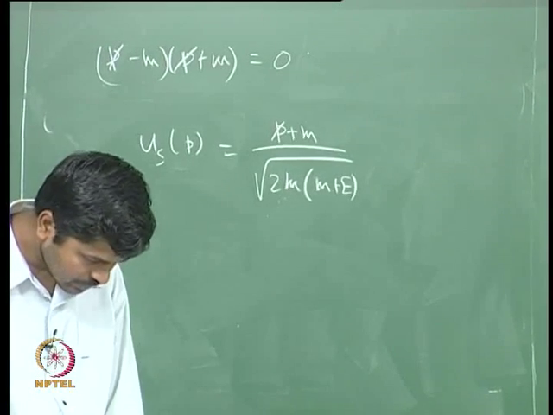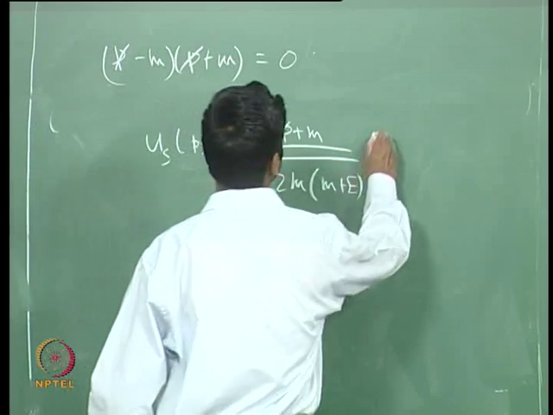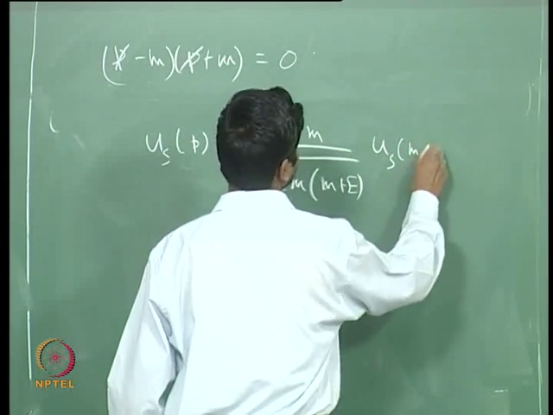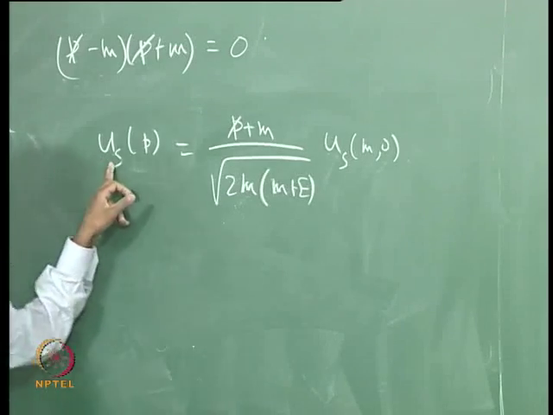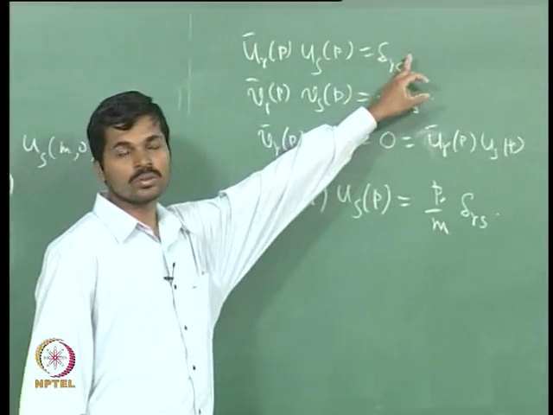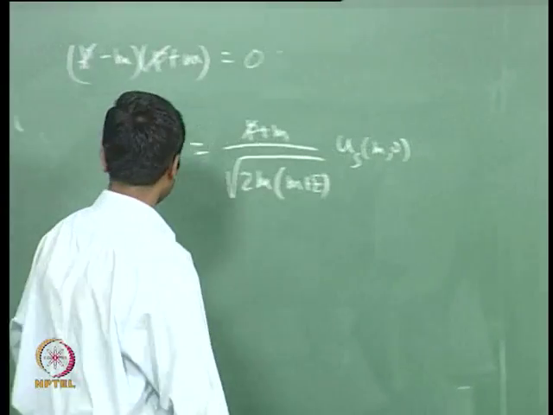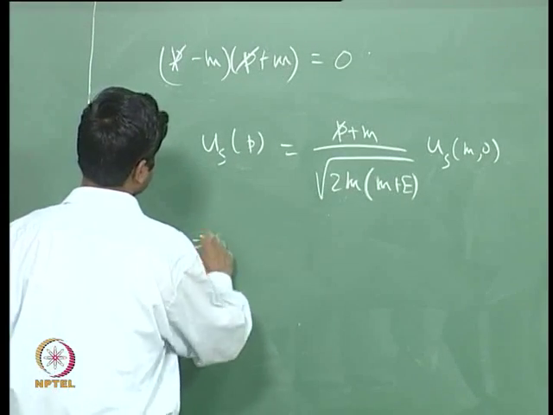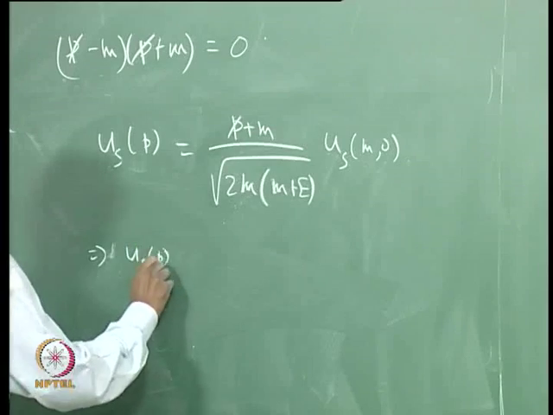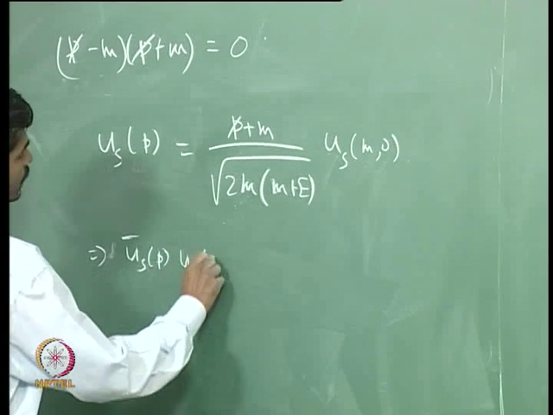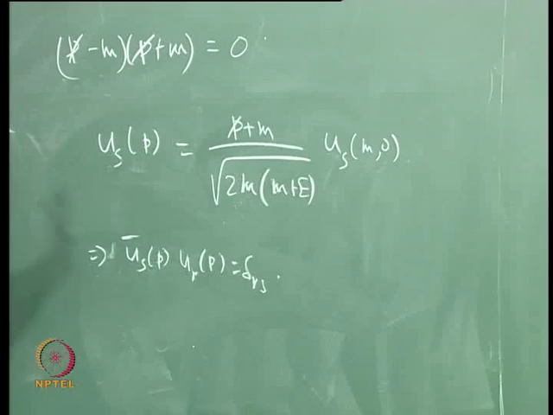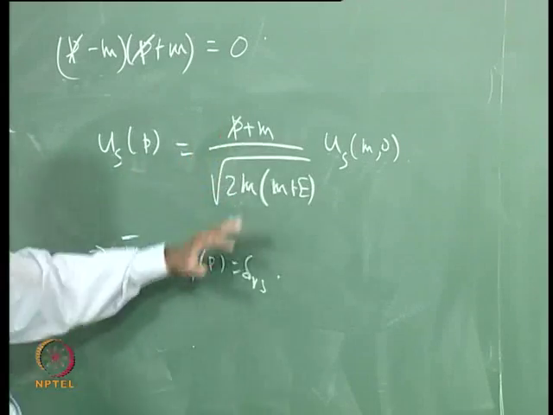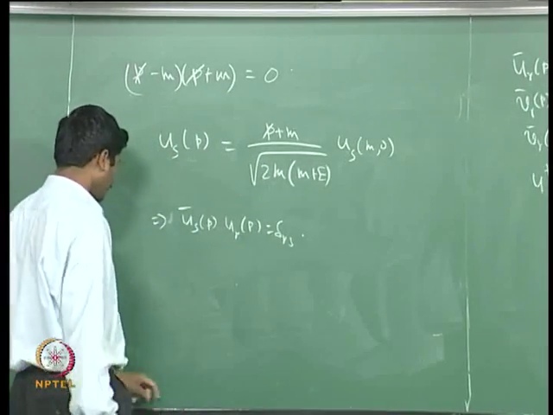Yeah, u_s(m, 0), then this u_s is normalized to delta_rs. It is normalized such that u_s-bar u_r equals delta_rs. So, I have the most general solution, which I constructed just by using this identity.